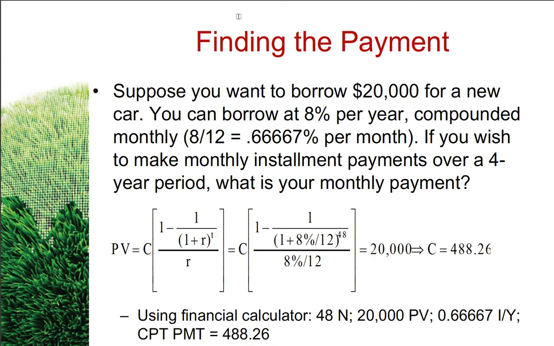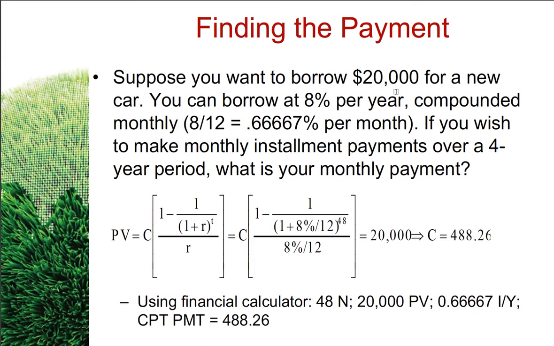Because this is payment, right? So when I say to you, we can use the formula to find the payment. How will this question find the payment? Suppose you want to borrow 20,000 for a new car. You can borrow at 8% per year, compounded monthly, which is 0.06 per month. If you wish to take a monthly installment payment over a 4-year period, what is your monthly payment? Not a yearly payment, it's a monthly payment.